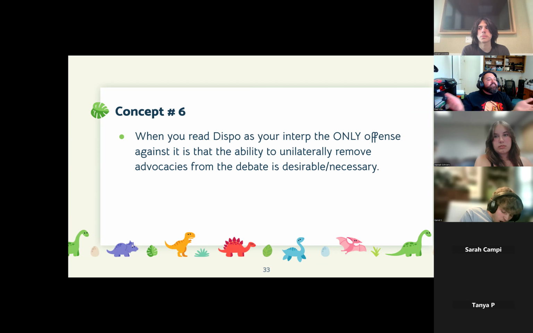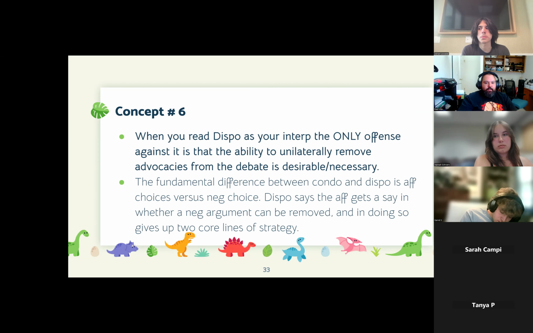And now they've influenced the MG strategy in such a way that you could have answered it better, but they forced your hand because they knew they could kick out of it or not kick out of it, and you had no say. You don't need to write the second part down. I've already explained it. The fundamental difference between condo and dispo is just AF choice versus neg choice. Dispo says the AF gets a say in whether an argument can be removed, and in doing so, gives up 2 lines of strategies.